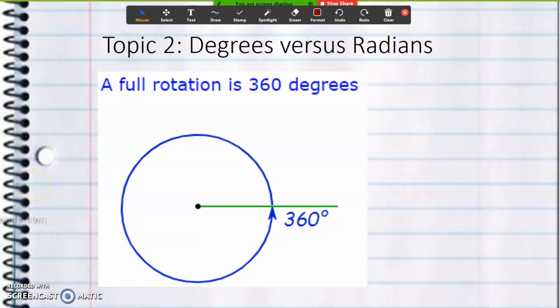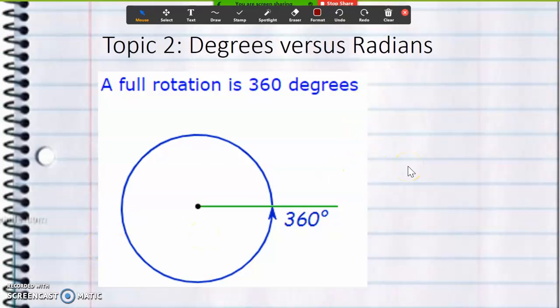Today's topic is degrees versus radians. So if we think of degrees, a full rotation of a circle is 360 degrees. So if I start right here on this green line and I go all the way around following along this blue line and I end up back at the green line, that's 360 degrees or a full rotation.